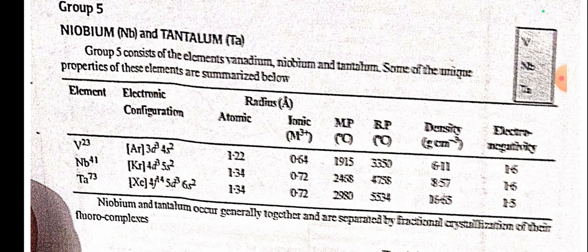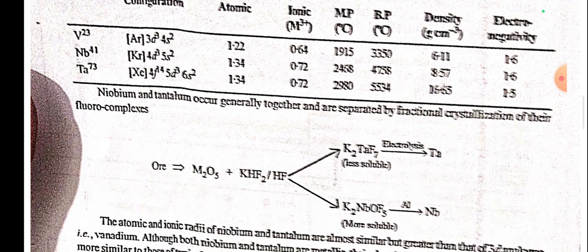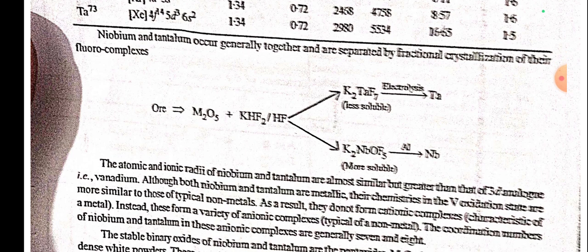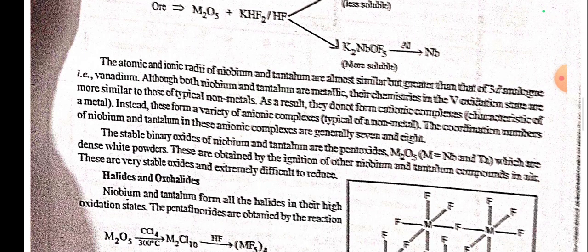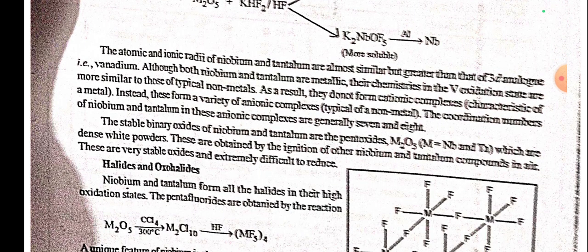Niobium and tantalum. Group 5 consists of the elements vanadium, niobium, and tantalum. Some of the unique properties of the elements are summarized below. Niobium and tantalum generally occur together and are separated by fractional distillation over M2O5, KHF2, HF, K2TaF7, electrolysis of Ta, K2NbOF5, the more soluble. The atomic and ionic radii of niobium and tantalum are almost similar but greater than that of 3d vanadium.